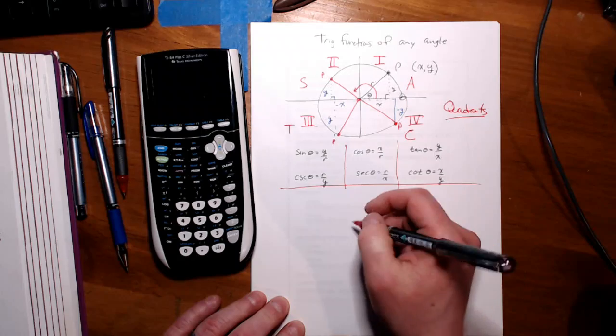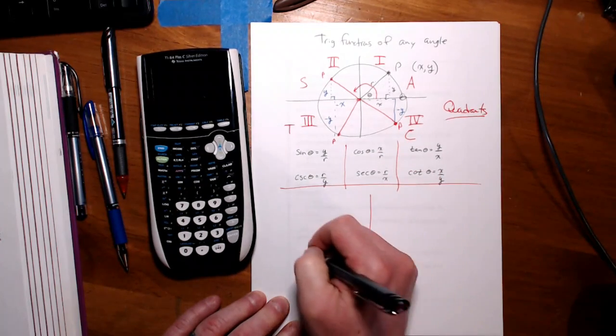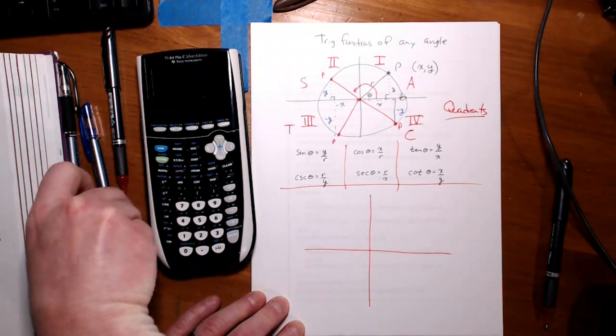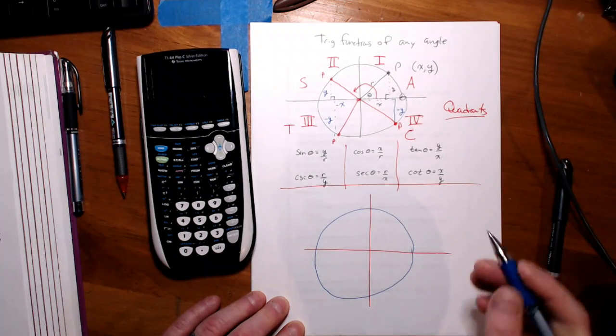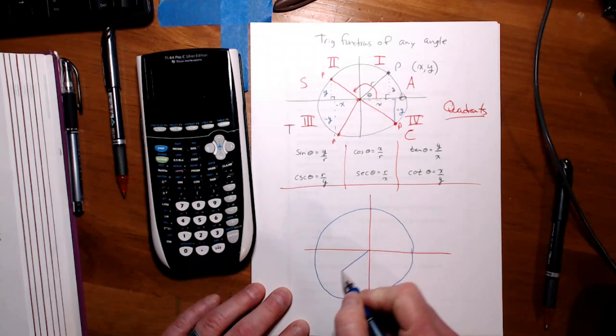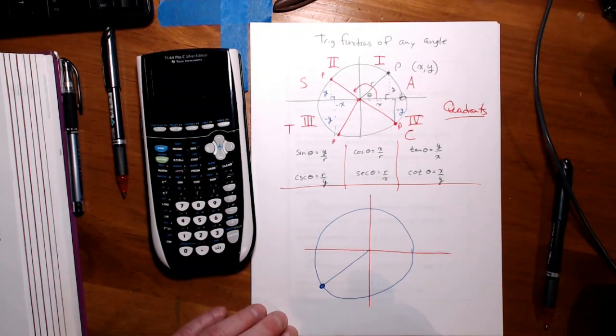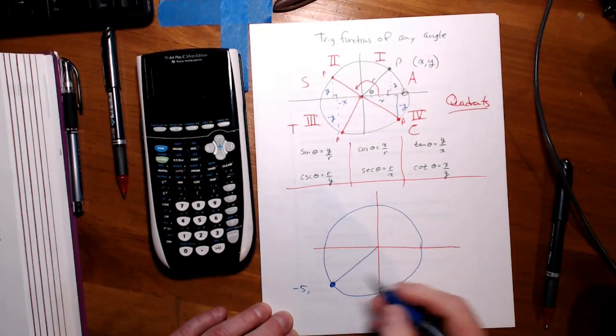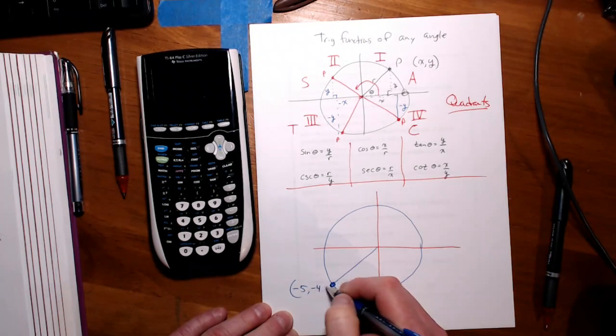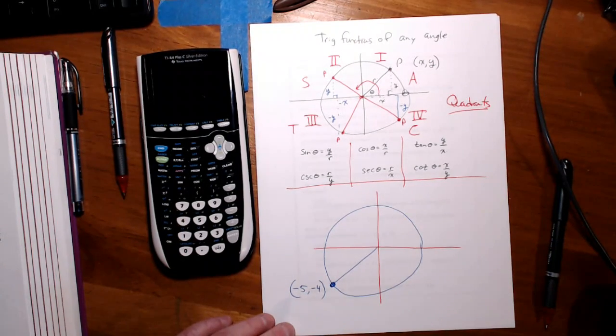So let's say that we had our axes, and let's say that we had this circle here, and let's say we had a coordinate point out here that was -5, -4. And I wanted to know the sine, cosine, and tangent at that coordinate point.